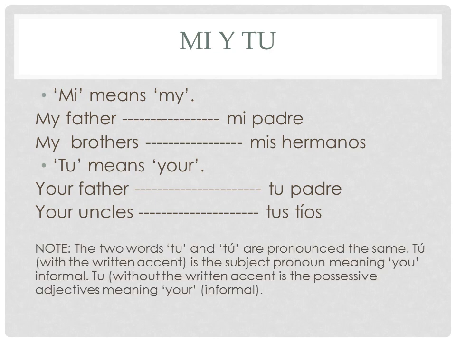Now, note 2 words. Tu without an accent mark and tú with the accent mark are pronounced the same. But tú with the accent mark is a subject pronoun that means you. And tu without the accent mark is a possessive adjective that means your. So that's the biggest difference, that accent mark.